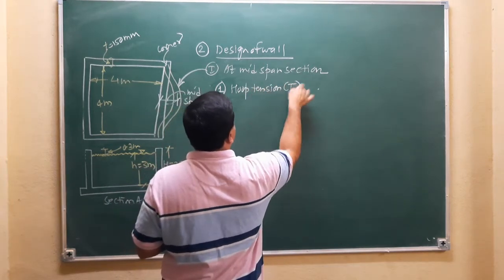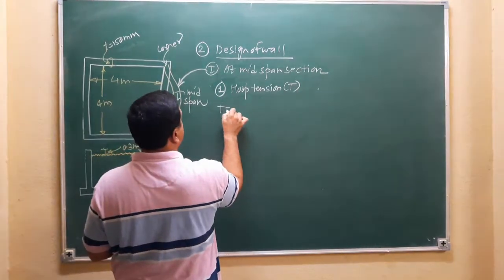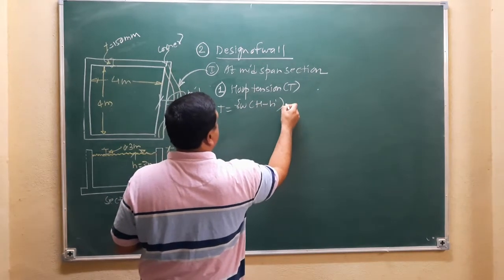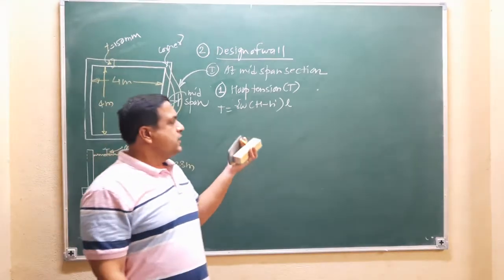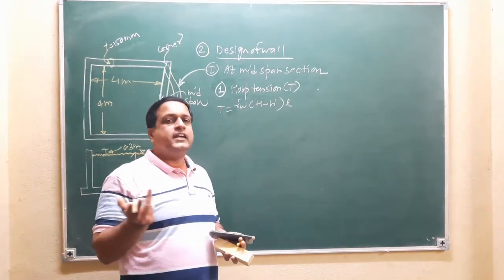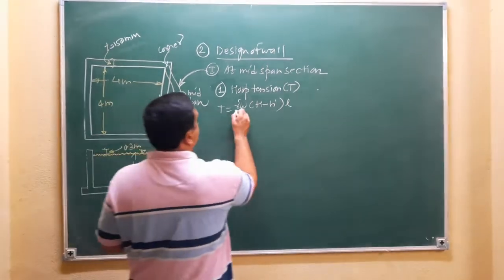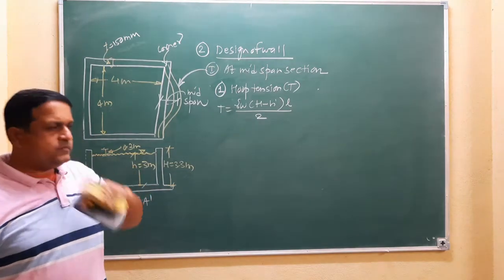What is the hoop tension T? So hoop tension T has the formula gamma W into (H minus H dash) into L, now, because capital L and small l are the same here, since the internal dimensions are the same. You can put L divided by 2. So this is the hoop tension.